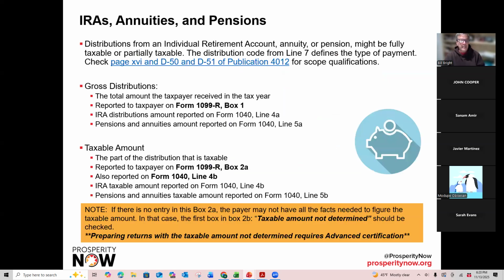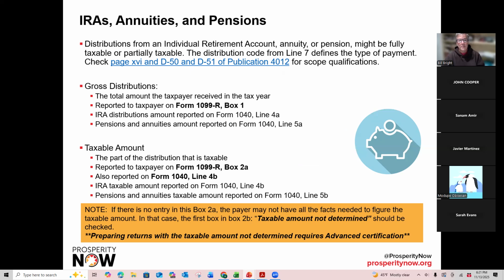Again, some more stuff here. The total amount the client received is in box one. That will flow to line 4A. The taxable amount should be calculated. If there's nothing there or the taxable amount is not determined, that needs to be an advanced certification. Generally, the site coordinator or myself can get involved. There are only a few places where that really comes up regularly.